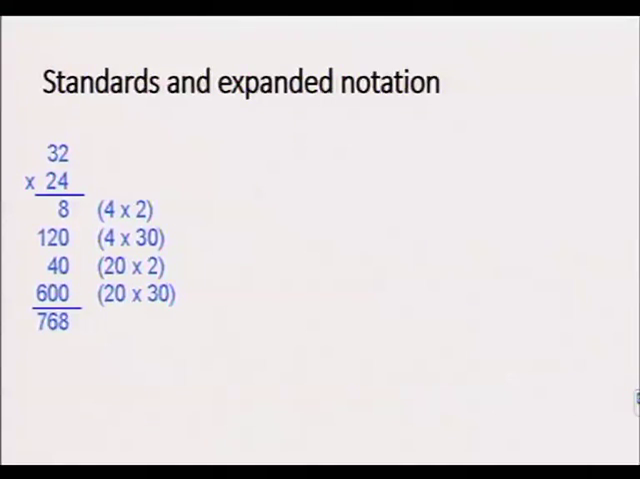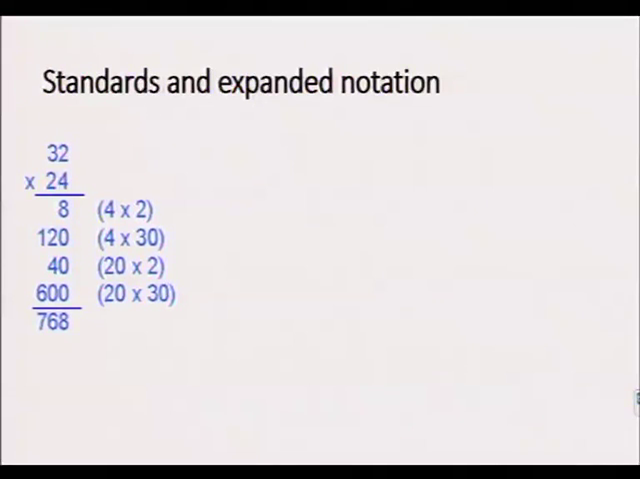2 times 2, you start with 4. You say 4 times 2, and that is 8. 4 times 3, it gives you 12. But then you can see how they do the expansion. They say 2 times 2, that is your 8. And 4 times 3 is 120. And 20 times 2 is 40. And 600 is actually equal to 20 times 30.